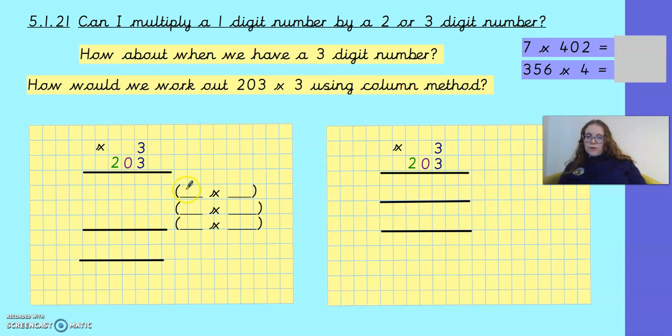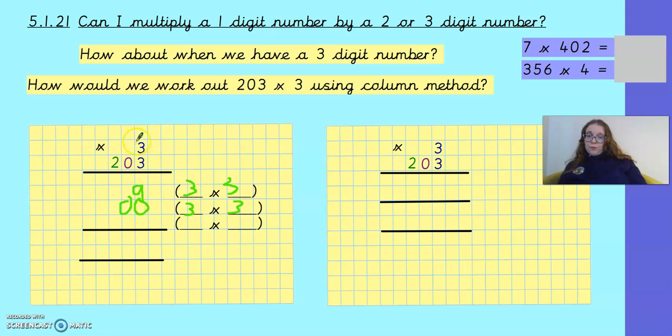So we're going to start by doing 3 times 3. Nice and simple. We're going to pop our 9 in here. Then we're going to do 3 times 0. Well, that's going to be nice and simple. So that is going to be 0, and I'm going to make sure that I put 0 in both of my columns so that I don't get confused at the end when I'm looking at the whole calculation.